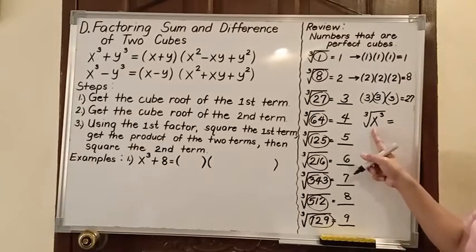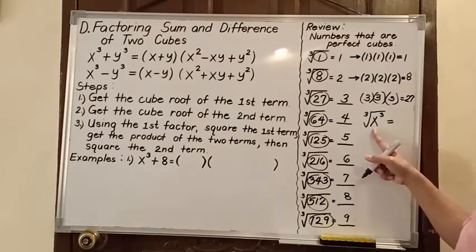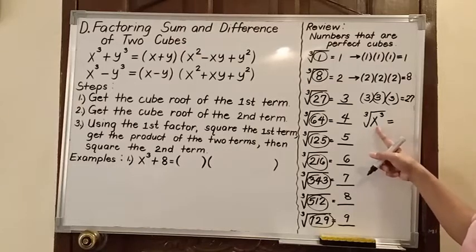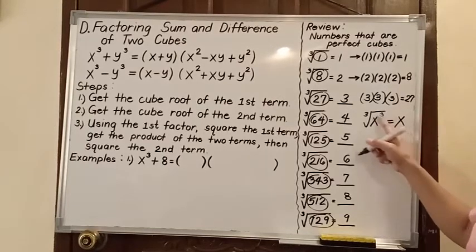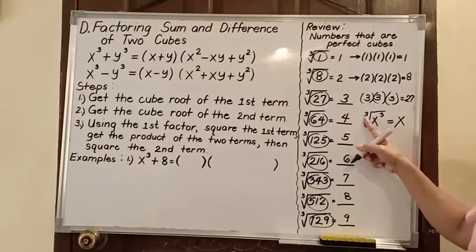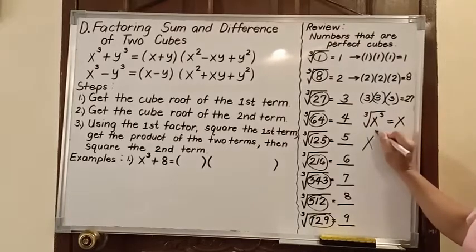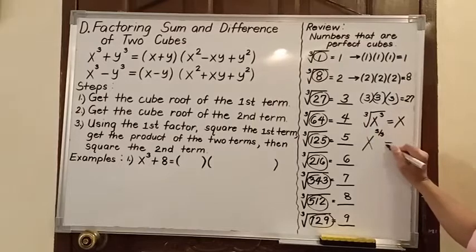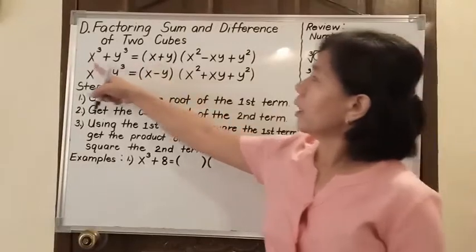For the variables, we just simply divide the exponent by 3. So variables with exponent that is divisible by 3 are all perfect cubes. So x cubed is a perfect cube, and the cube root of x cubed is x. So divide the exponent by the index, and that is x raised to 3 over 3. We will get x raised to the first power, or x.